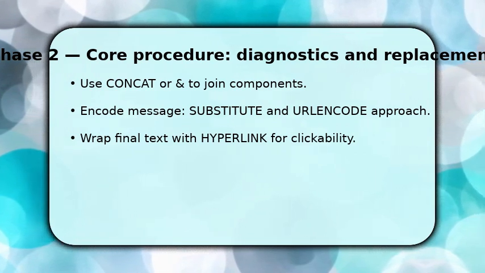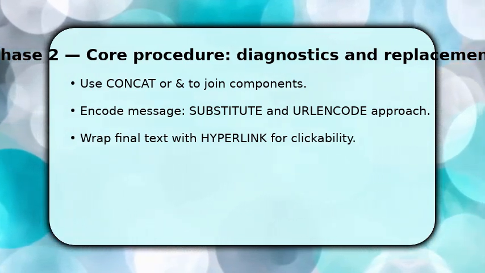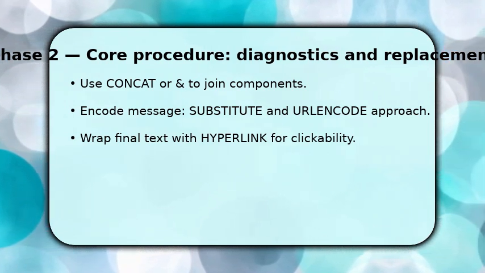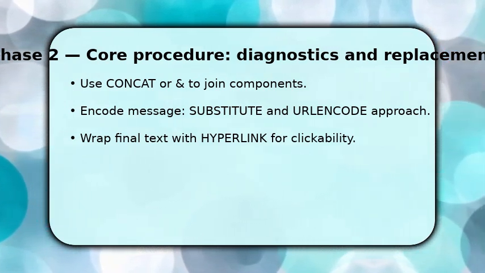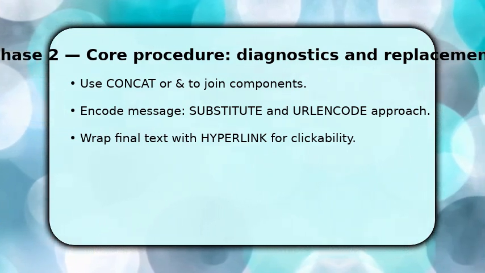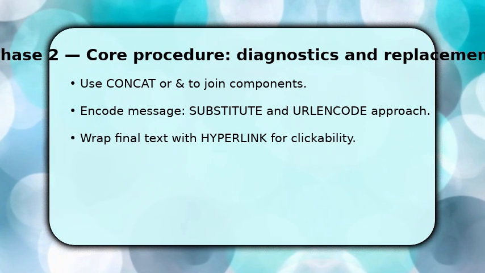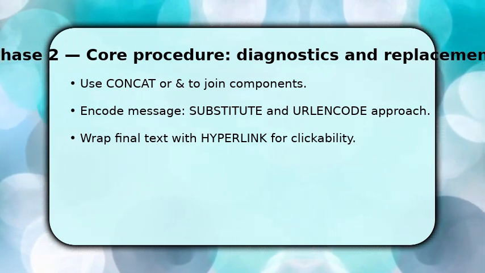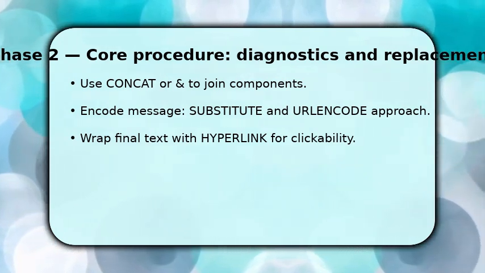For spaces, use SUBSTITUTE to replace them with %20 or use a simple URL encoding helper if available. Once the string is correct, wrap it in HYPERLINK formula, so the cell becomes clickable. Make sure to test one entry first. This saves time when you copy formulas down the column.